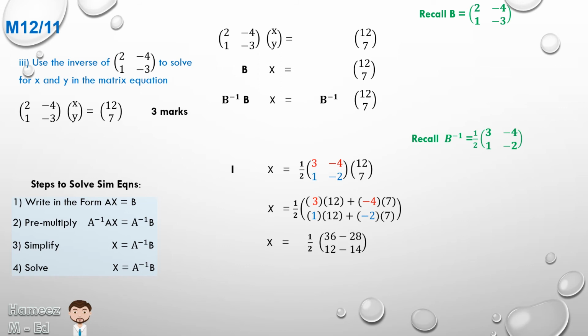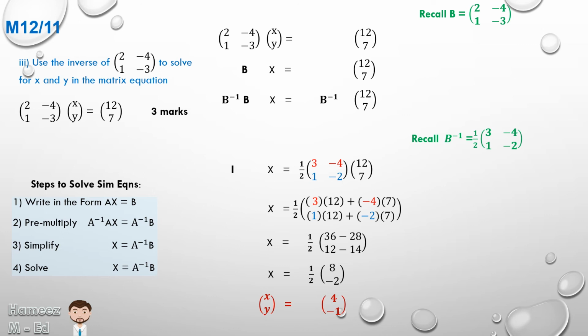And then 1 12 is 12, plus minus 2 7s are 14, minus 14. And we can continue. A half of 36 minus 28 is 8, and 12 minus 14 is minus 2. So a half of that will be 4 and minus 1. And that will be the x and the y values.